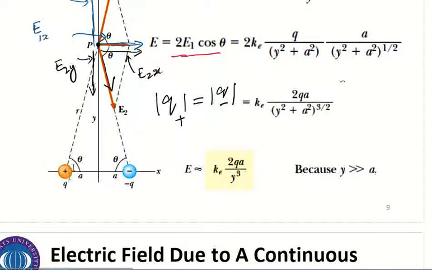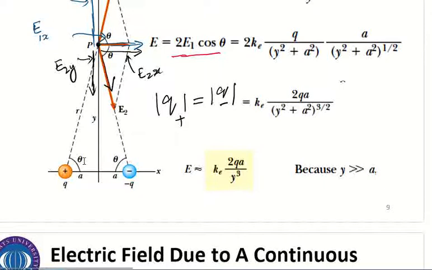And since we don't know what r is, we have to write r in terms of base and perpendicular. We have base equal to a and perpendicular equal to y. So we use Pythagoras theorem and we write r equals the square root of y square plus a square.